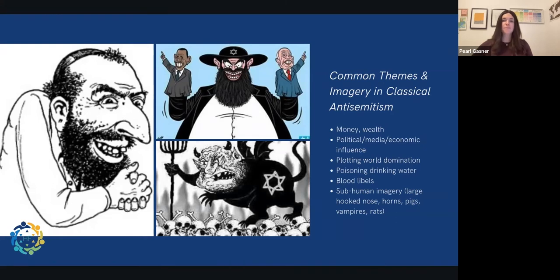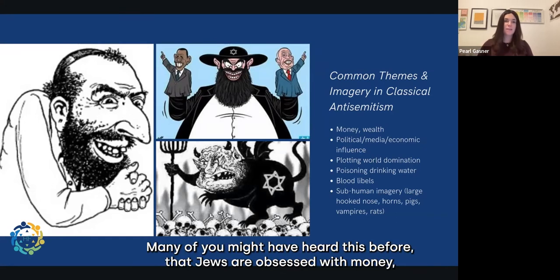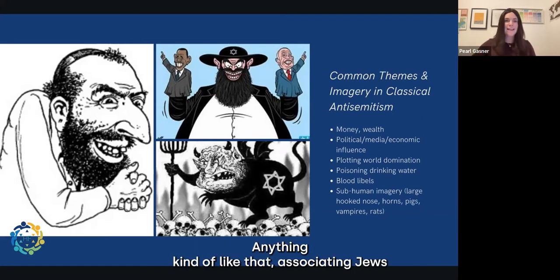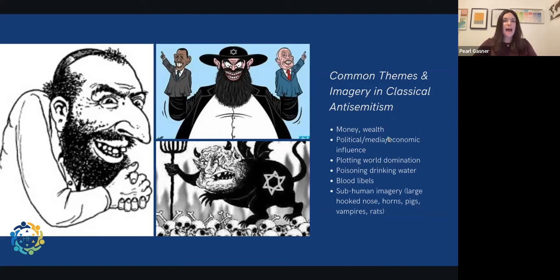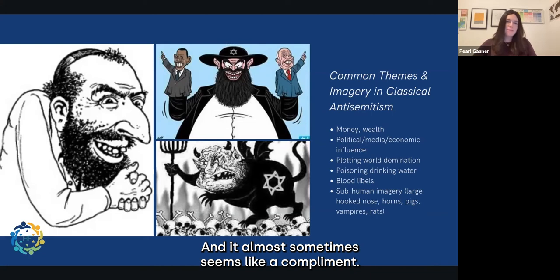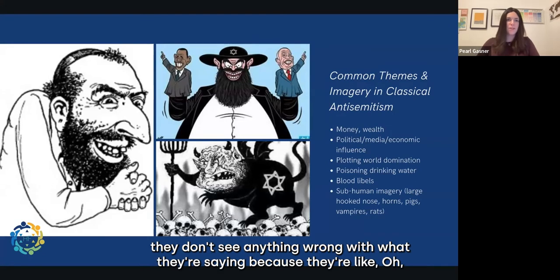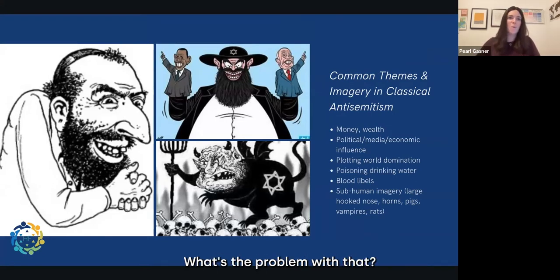One of them is this association, many of you might have heard this before, that Jews are obsessed with money, obsessed with wealth, money hungry, greedy, anything like that. Associating Jews with money and wealth is a classic anti-Semitic trope. And it sometimes seems like a compliment. People use it and don't see anything wrong with what they're saying because they think, oh, you're good with money. What's the problem with that?